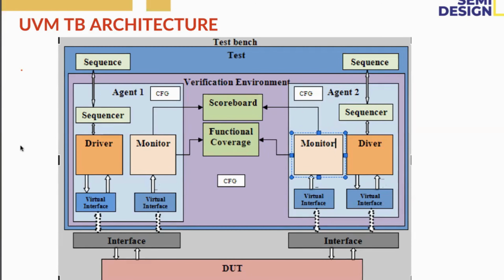There are beginners also, right? So everyone see here, agent. This is agent 1 and agent 2. Why do we have two agents here? Suppose this agent is related to IP1 and this agent is related to IP2. So in a DUT, this is our DUT, there are n number of IPs.